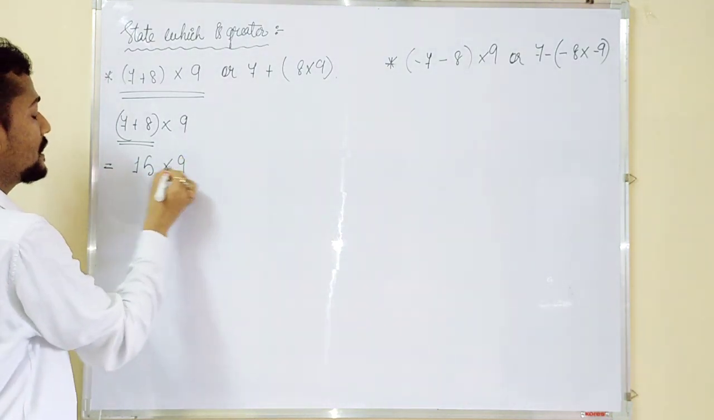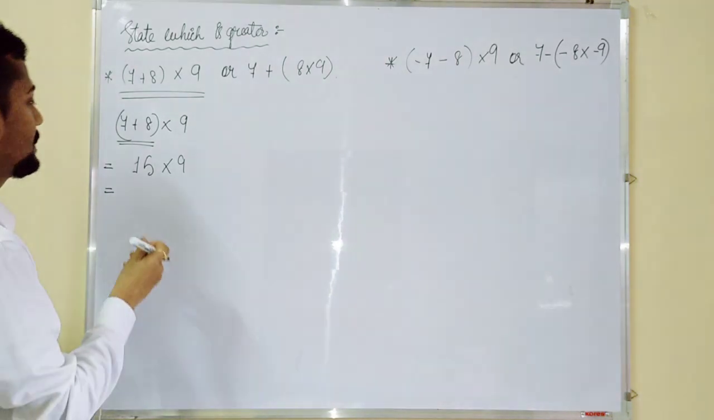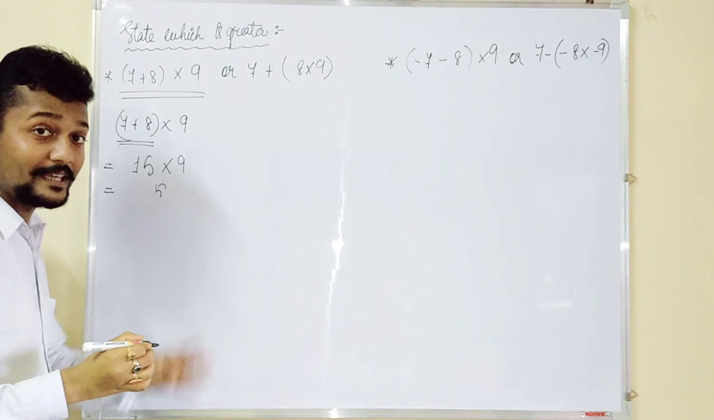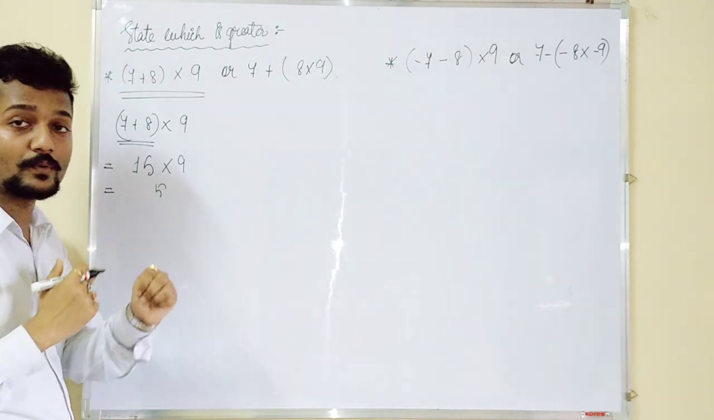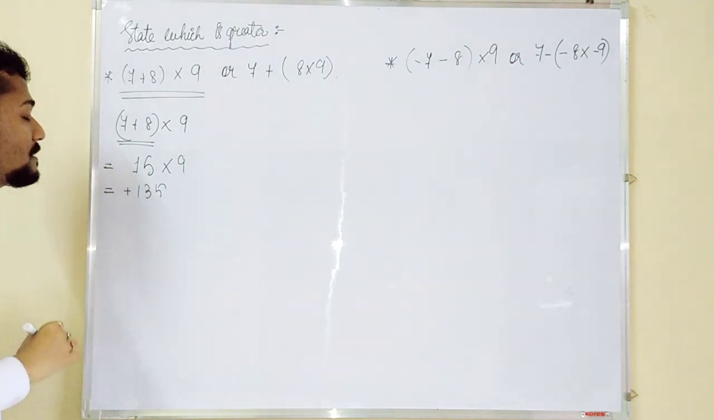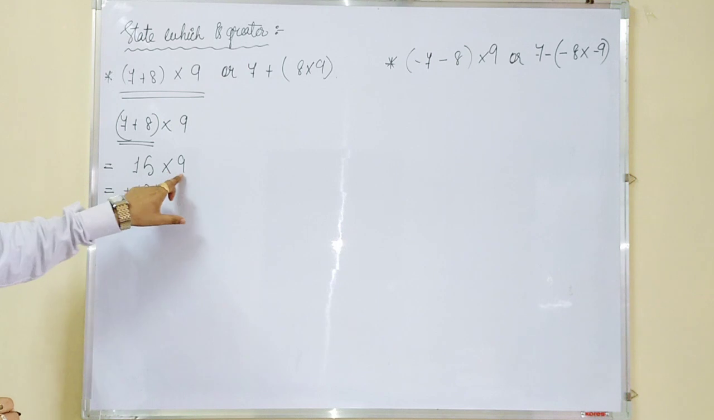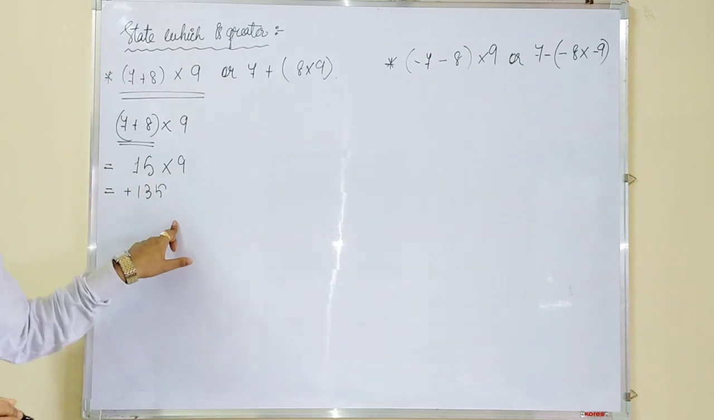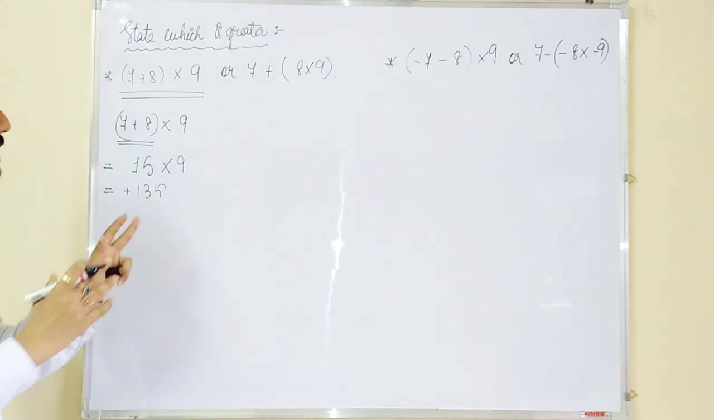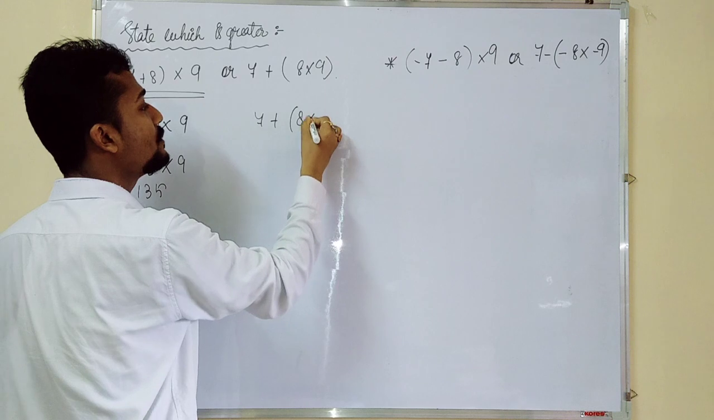15 into 9. If you know the table of 15 then it is well and good, if you don't know then multiply them. 9 5s are 45, 4 carry, 9 1s are 9, plus 4 is equal to 13. So it will be 135. This particular question, 15 into 9 is equal to 135. Is that clear?